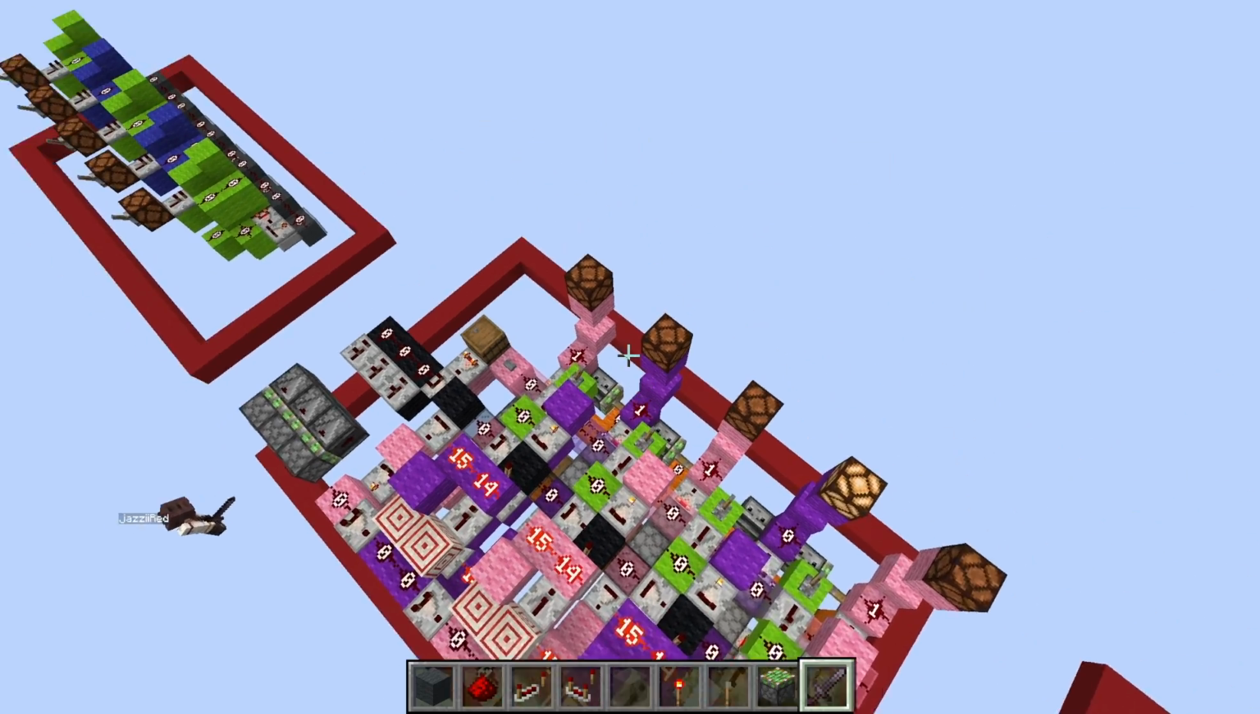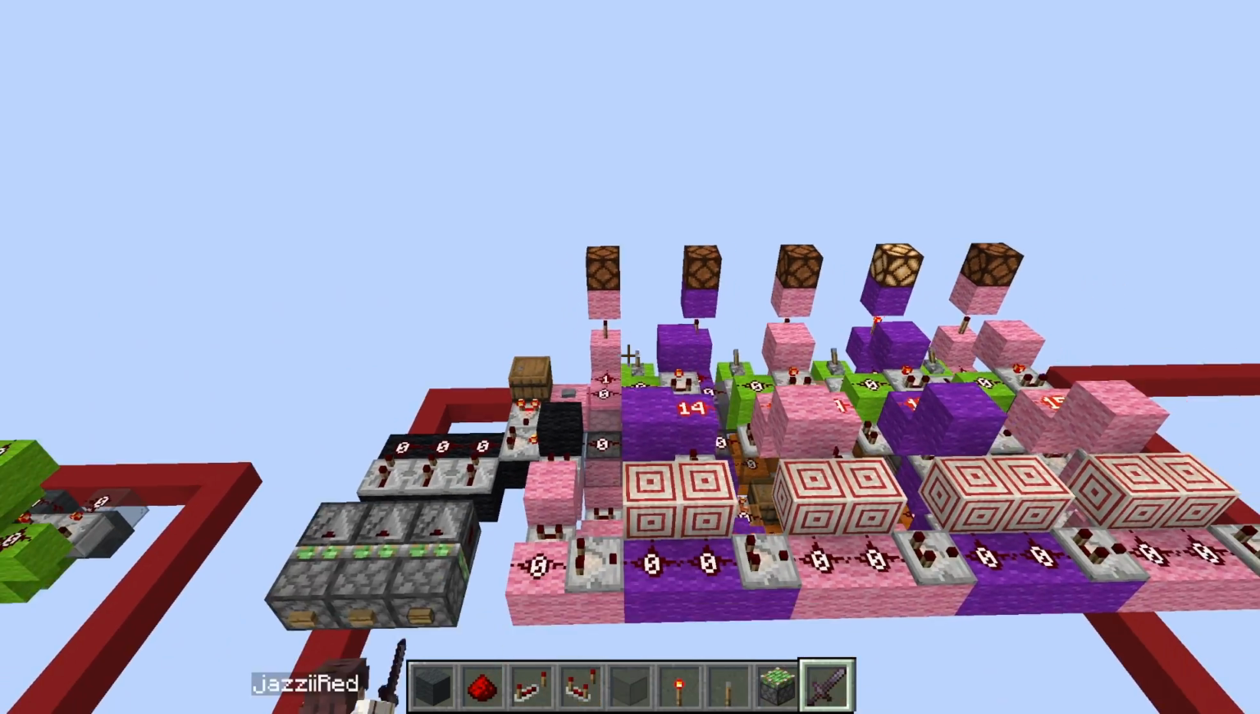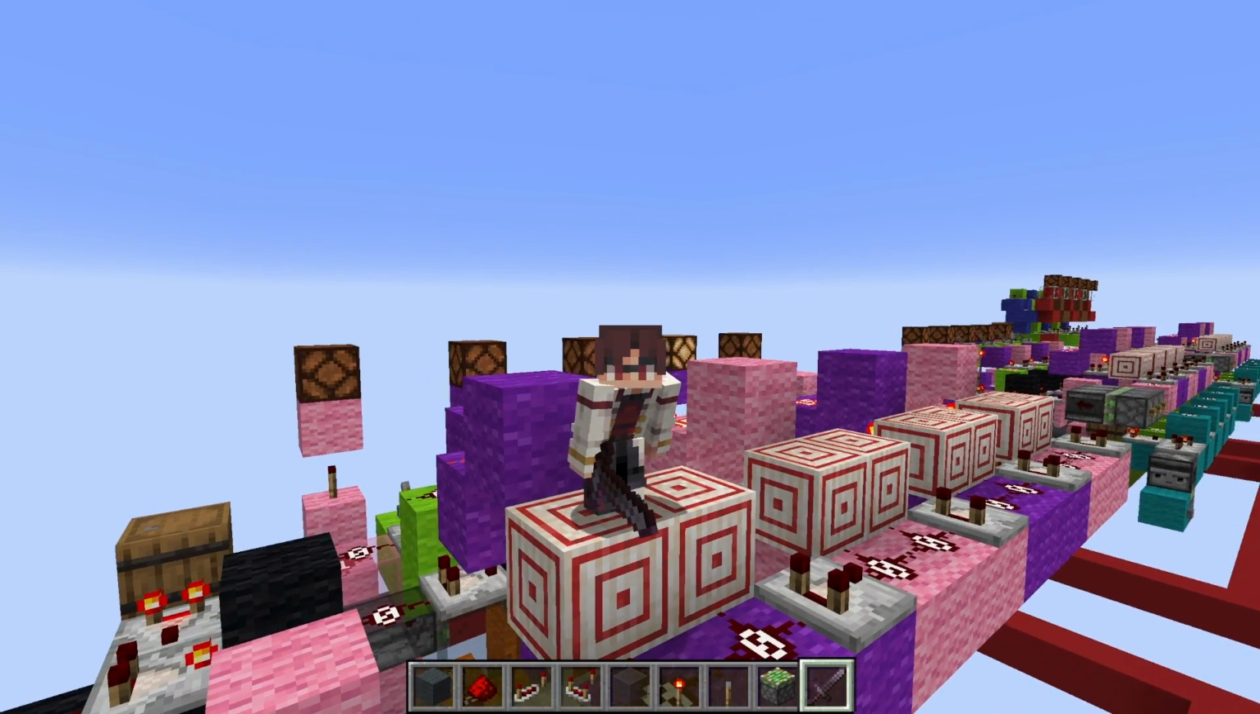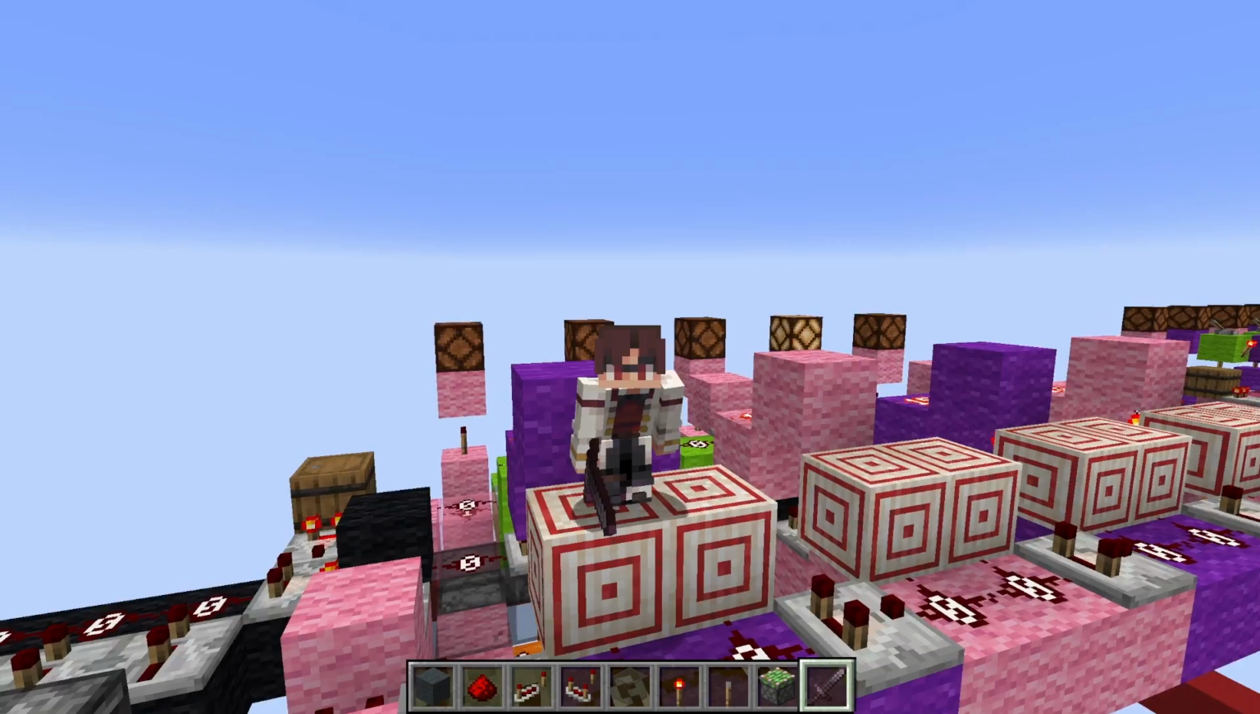And we should see, there we go. That last one was deactivated. Pretty interesting stuff, right? But this part of the machine is not done quite yet.